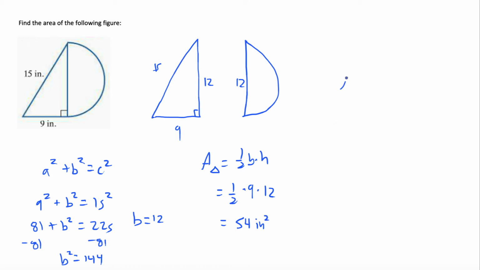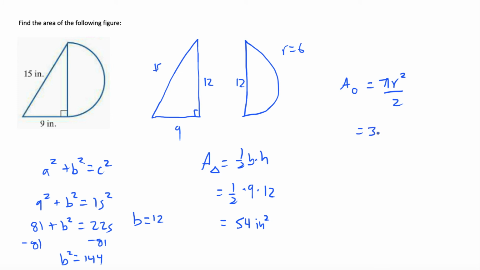What about the area of the circle here? Well, it's a semicircle, right? So the area is pi r squared, but because it's a semicircle or a half circle, we need to take half of that. Okay, in this case, the radius is 6. Okay, remember 12 is the diameter, which is the distance across. So half of that, in this case, is going to be 6.